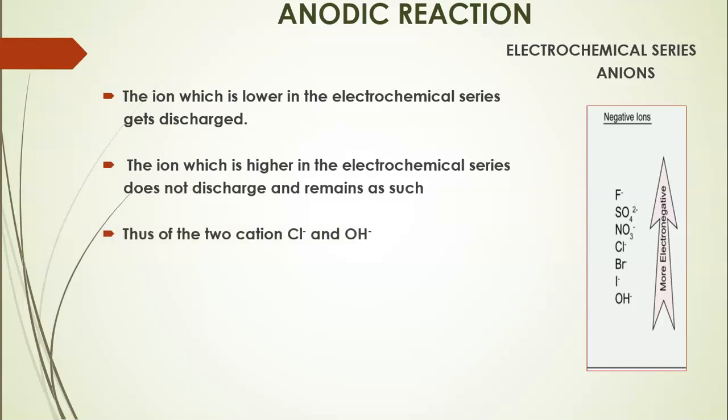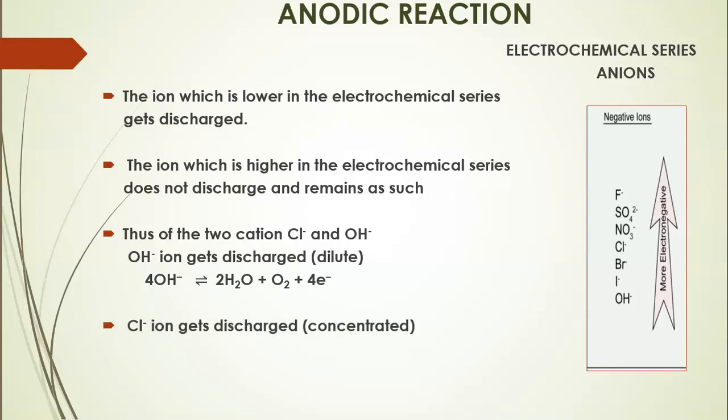Here we have two anions, the chloride ions and the hydroxyl ions. Hydroxyl ions get discharged as they are lower in the activity series. The discharge of hydroxyl ions gives oxygen at the anode. This happens when the electrolyte is dilute. It has been observed that if we use concentrated electrolyte, chloride gets discharged and chlorine gas is formed at the anode.